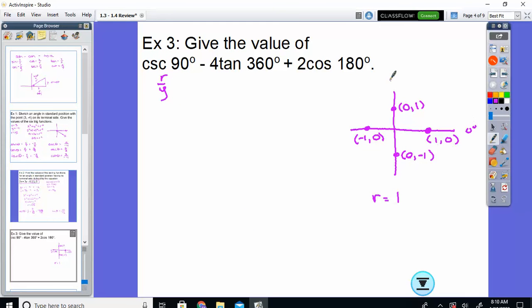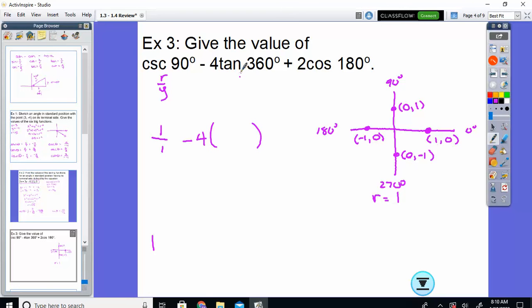So you go to 90 degrees, so this is like 0, 90, 180, 270. So at 0, r is 1 no matter what. Sorry, at 90, r is 1. And my y is 1. So 1 over 1 is 1.